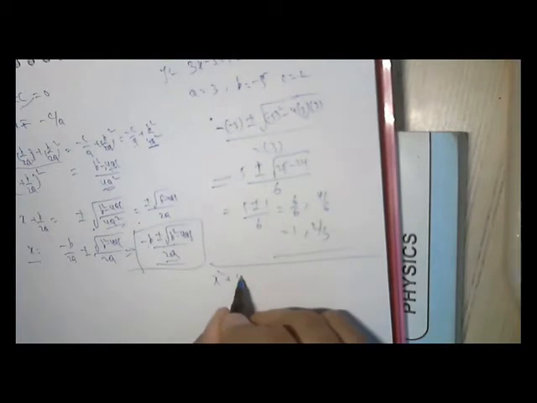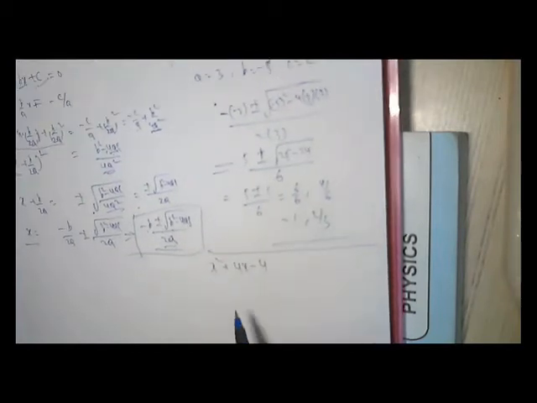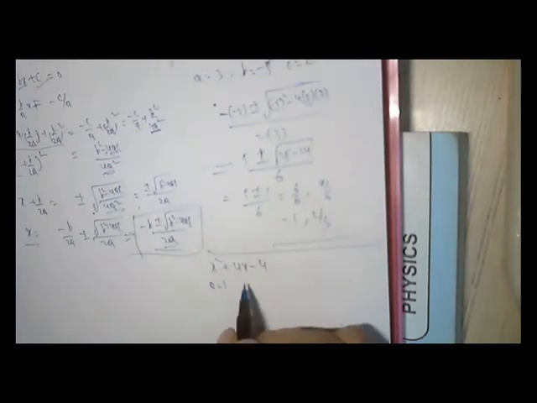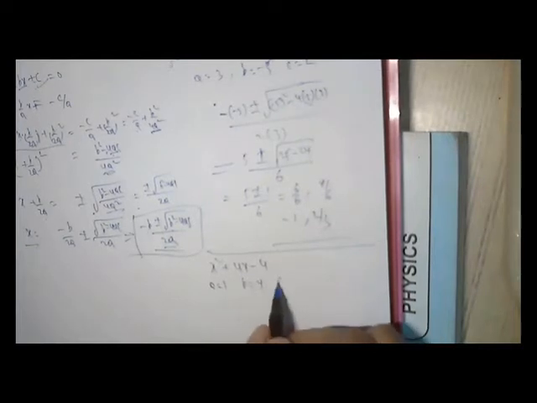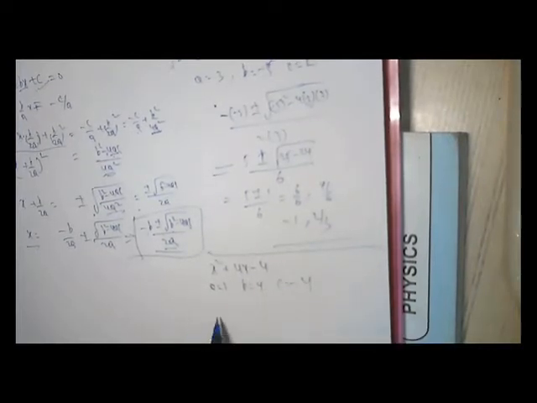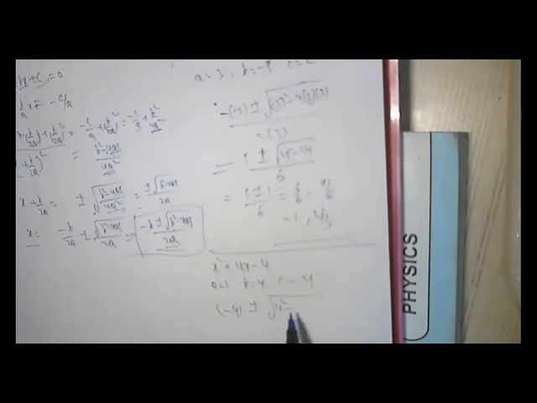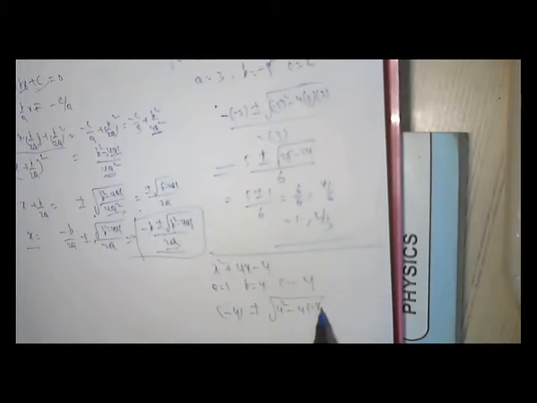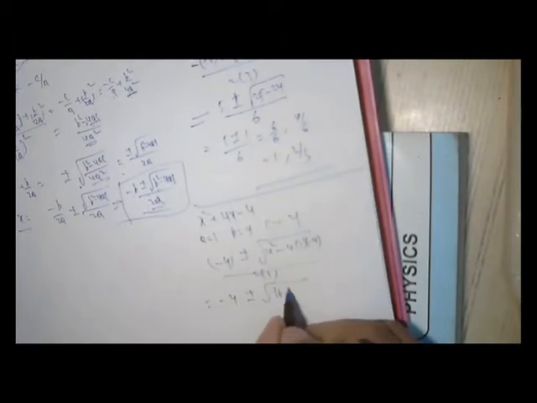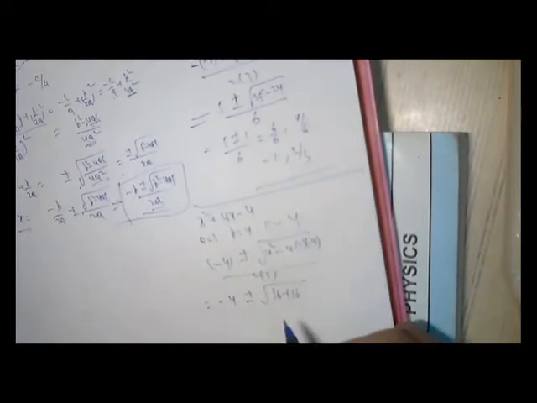x square plus 4x minus 4. What is a? a is 1, b is 4, c is minus 4. So minus b plus or minus square root of b square minus 4ac, divided by 2a. That is equal to minus 4 plus or minus square root of 16 plus 16.